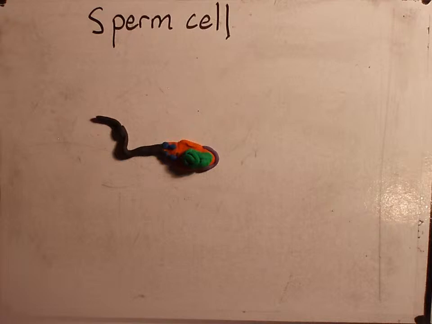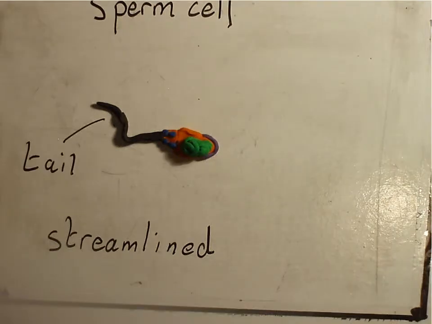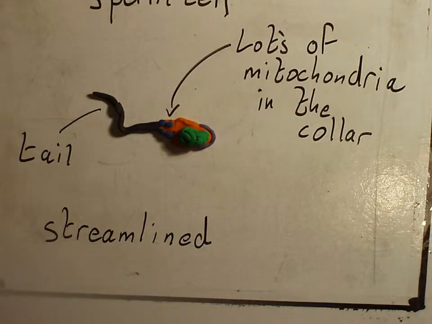Now the sperm cell's got a lot of adaptations to do its job. Primarily its job is to move. It's kind of like a delivery system. The whole point is to deliver the nucleus to the egg. So to help with that, it's streamlined to help it move fast. It's got a tail for propulsion. And of course, to make the tail move, you're going to need mitochondria to provide the energy to do that. That's where the respiration will happen to provide energy for the tail to move.